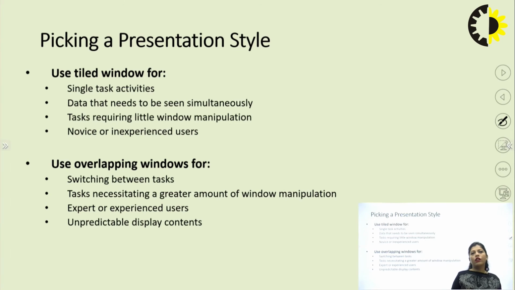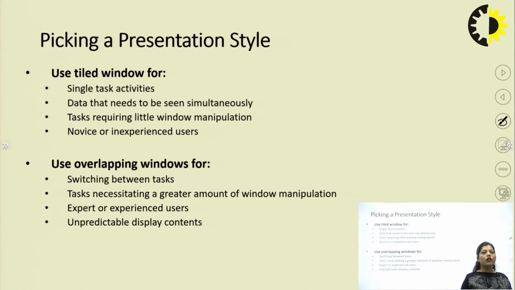Overlapping window is useful for larger tasks and multiple tasks, where the user wants to perform multiple tasks at a time, switching between tasks, frequently opening and closing windows. Switching between tasks is available in the overlapping window. Next is tasks necessitating a greater amount of window manipulation. In a tiled window, manipulation is not available, but in an overlapping window, a greater amount of manipulation is available. The user can easily manipulate any window.